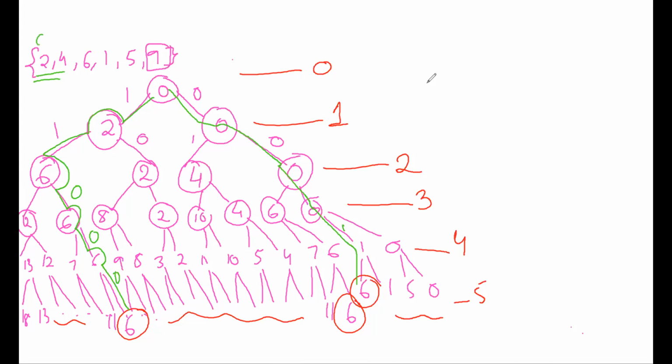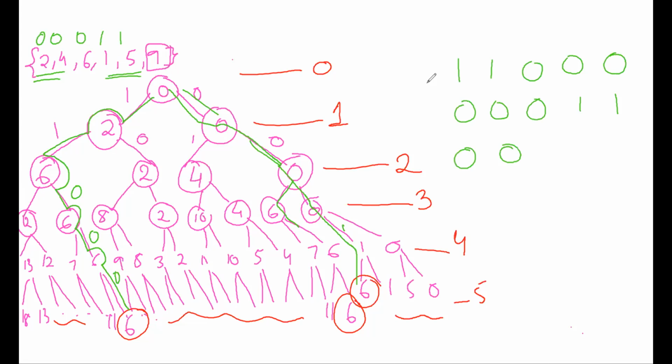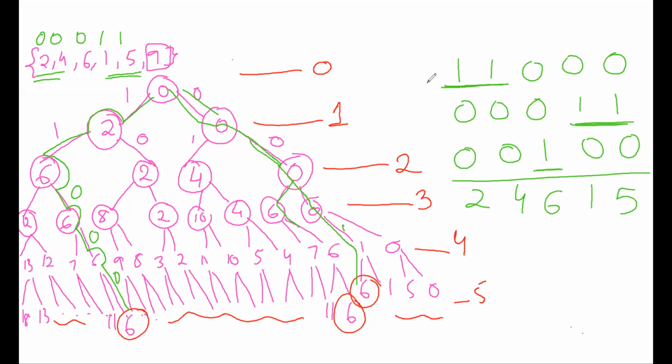So three zeros, one and one means you're picking up one and five, and this six is zero, zero, one, zero, zero. So I just write them down: one, one, zero, zero, zero, zero, zero, zero, one, one. These are the paths I'm taking: zero, zero, one, zero, zero. So this is your 2, 4, 6, 1, 5. So this is 1 plus 5, this is 2 plus 4, and this is 6 only.